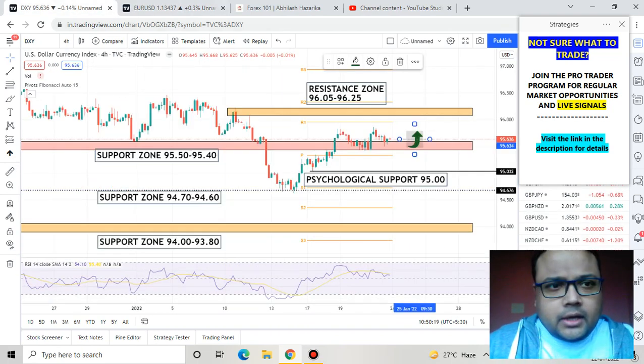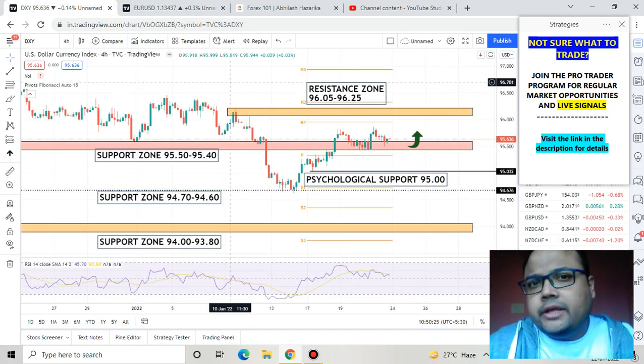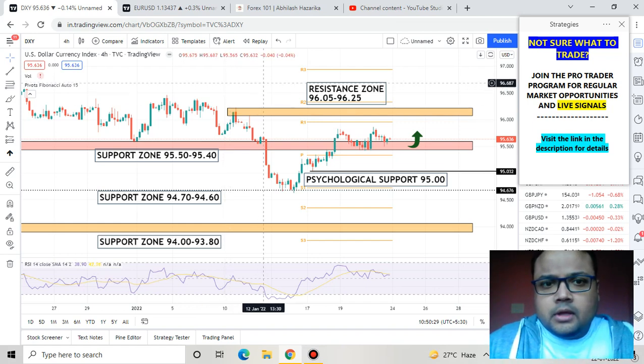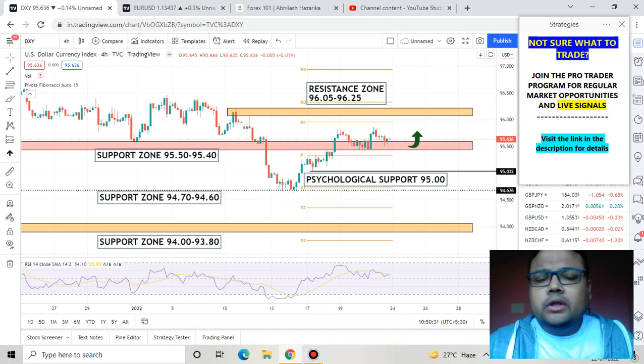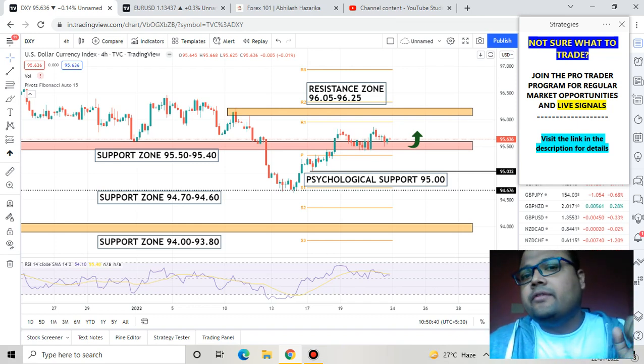Before I proceed with the Euro USD chart, I would like to talk about the DXY chart because understanding the movement of US dollar DXY is very crucial and important for the Forex market. If you're trading gold USD or GBP USD, whatever you're trading, if you trade on USD pairs, then understanding DXY is very important.